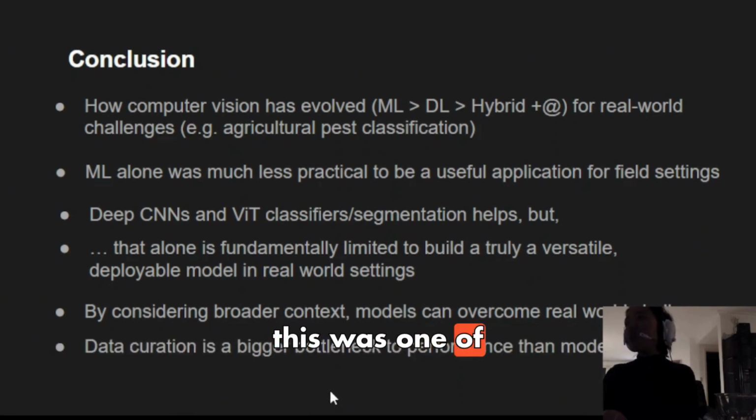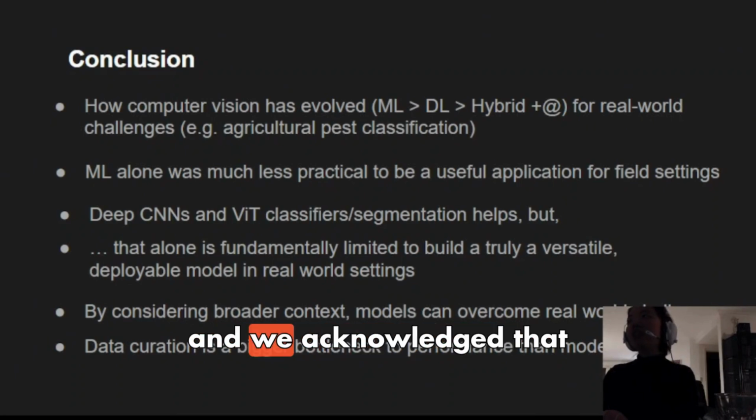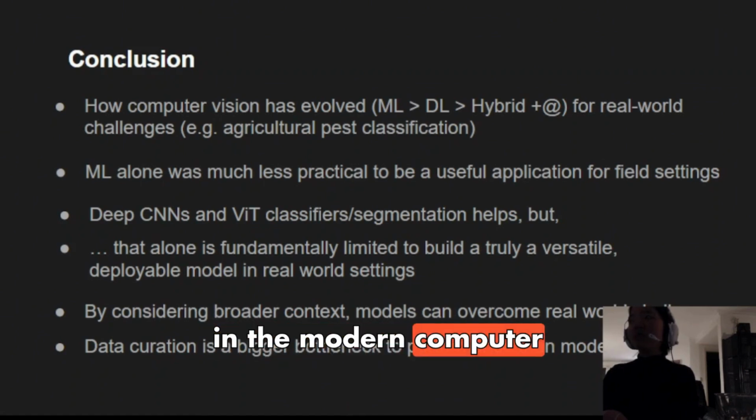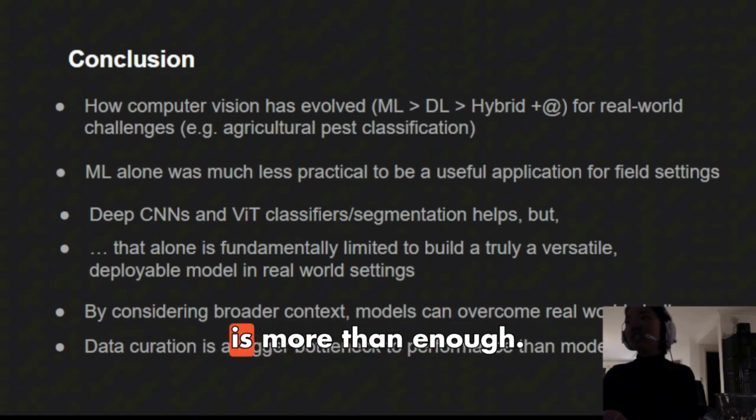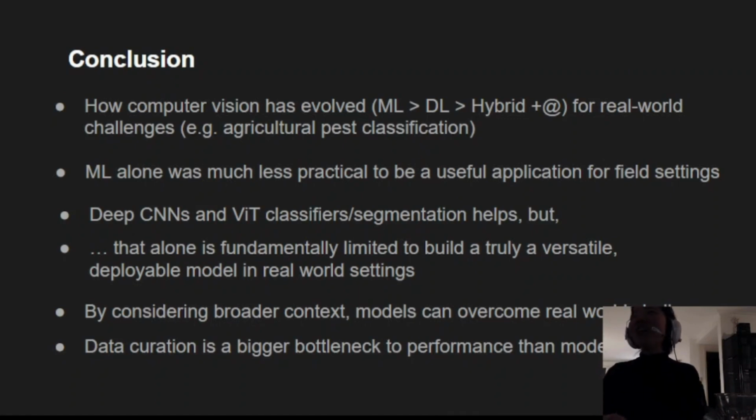We acknowledged that this was one of possibly infinitely many different angles to tackle the challenges with, and we acknowledged that data curation is often a bigger bottleneck to performance than any heuristic in the modern computer vision paradigm. For a model to produce a better result, sometimes less is more than over-engineering the solutions. But when it comes to rare species and things like that, it's important to have many more data. So more is true, but less is more is also true.